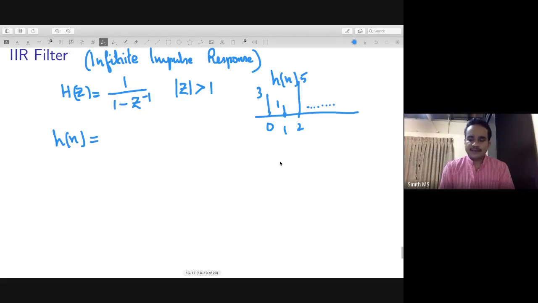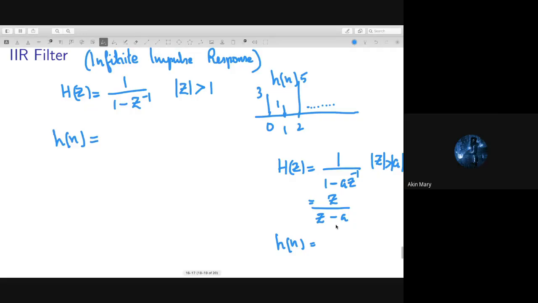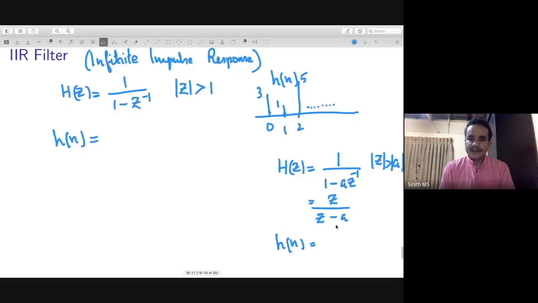Suppose H(z) was, let's take another example. H(z) was, say, 1 by 1 minus a z inverse, or this is the same as z by z minus a. And suppose that the ROC is |z| greater than |a|. Then can you tell what will be h[n]? Please unmute and tell. Anybody can tell? It will be a raised to n u[n]. Very good. a raised to n u[n].